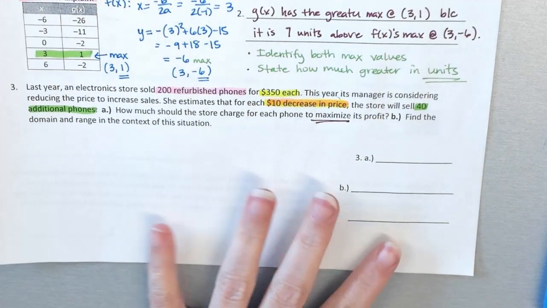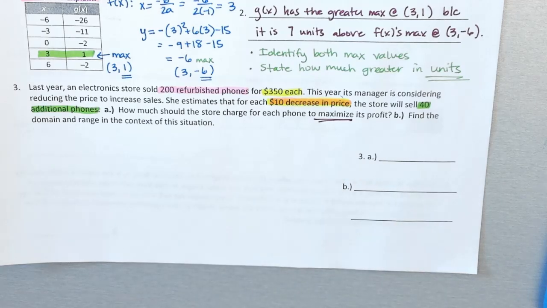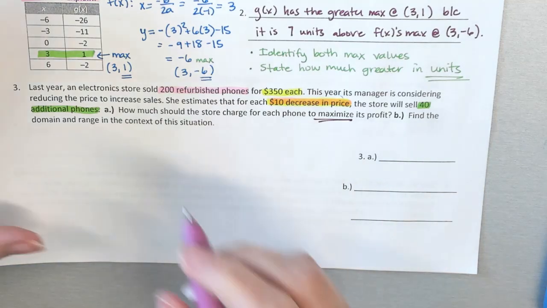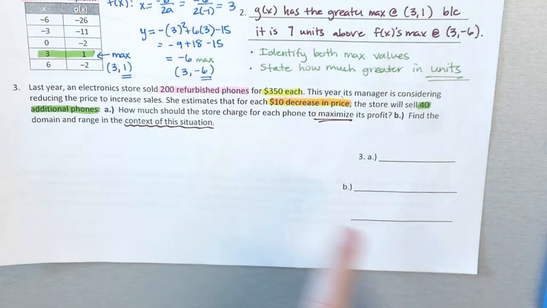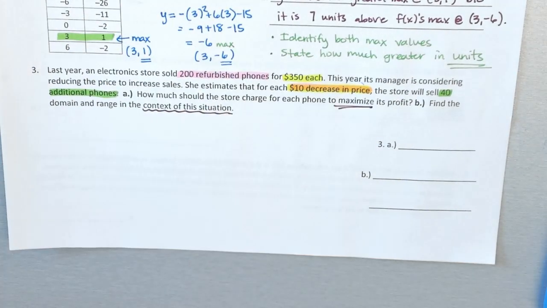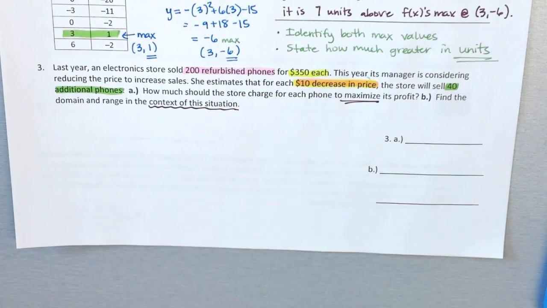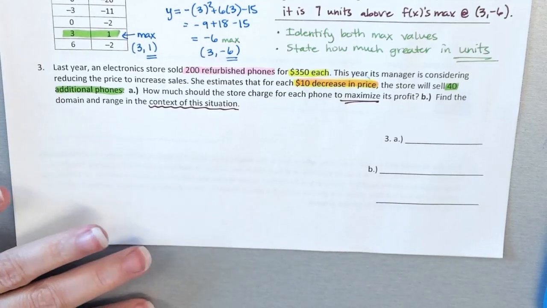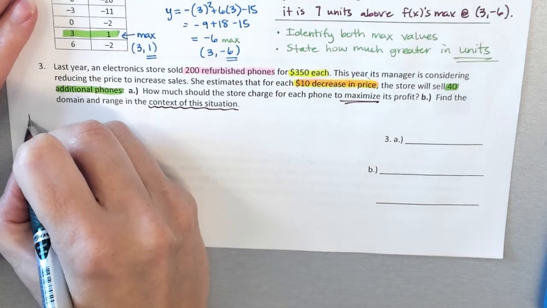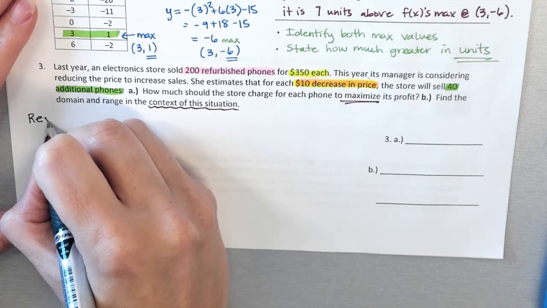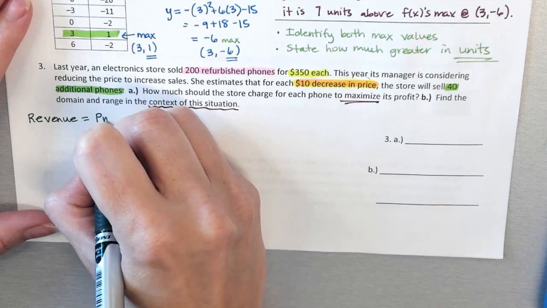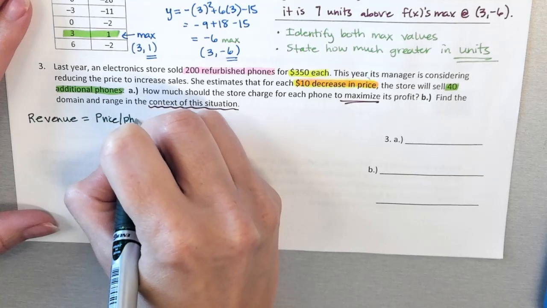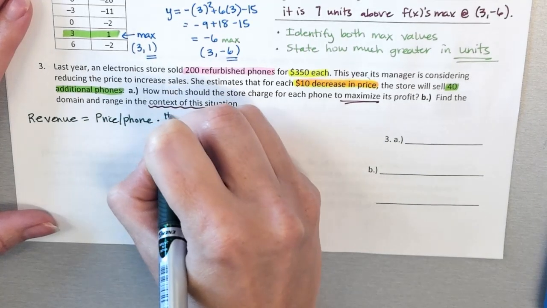We are going to be finding the maximum values, and then we have to find the domain and range in context of this situation. The reason they say in context is that usually your domain is all real numbers. That's not going to be the case for this. The whole thing about these is the profit, the revenue. To find how much they're making, the revenue consists of the price per phone multiplied by the number of phones you sell.